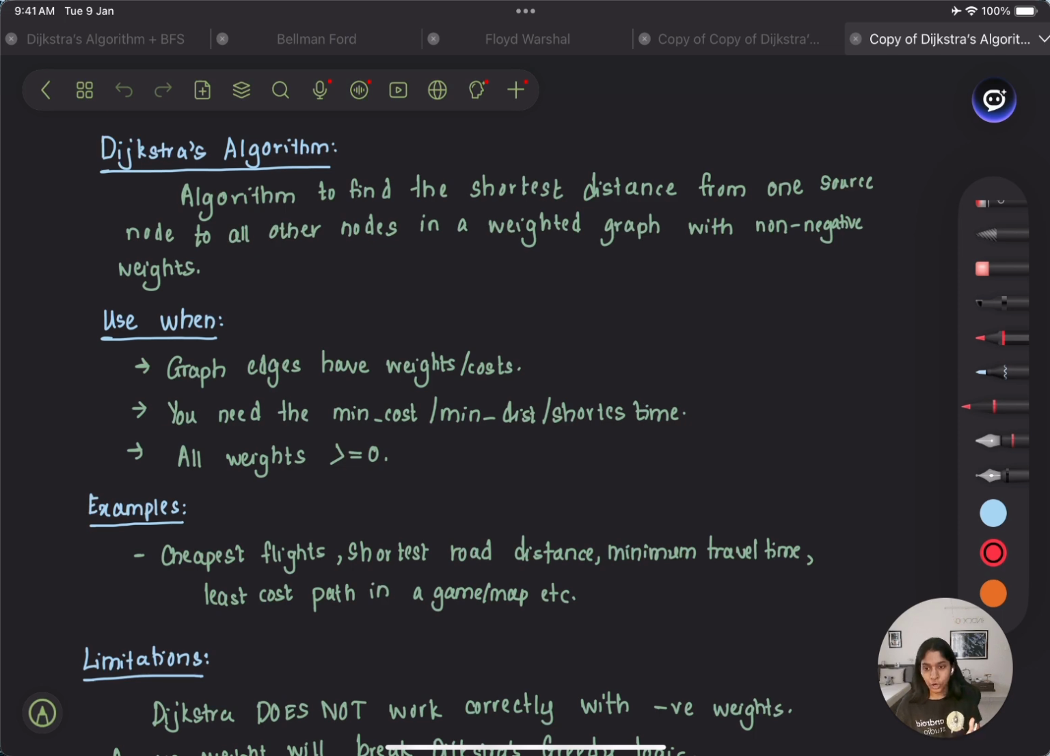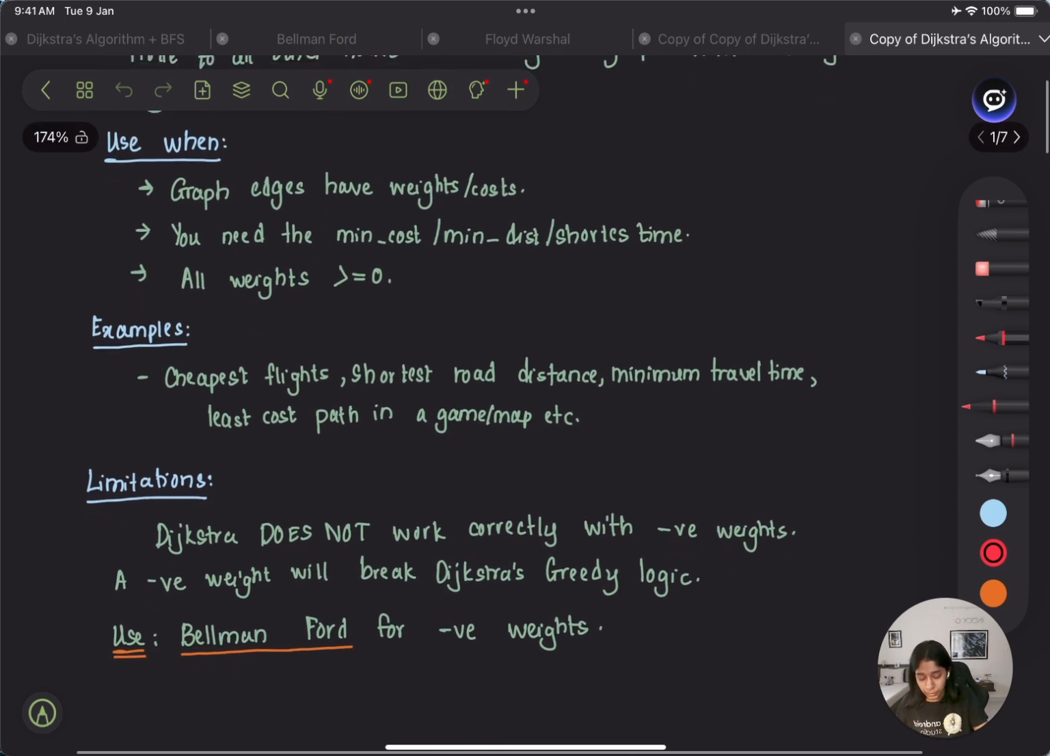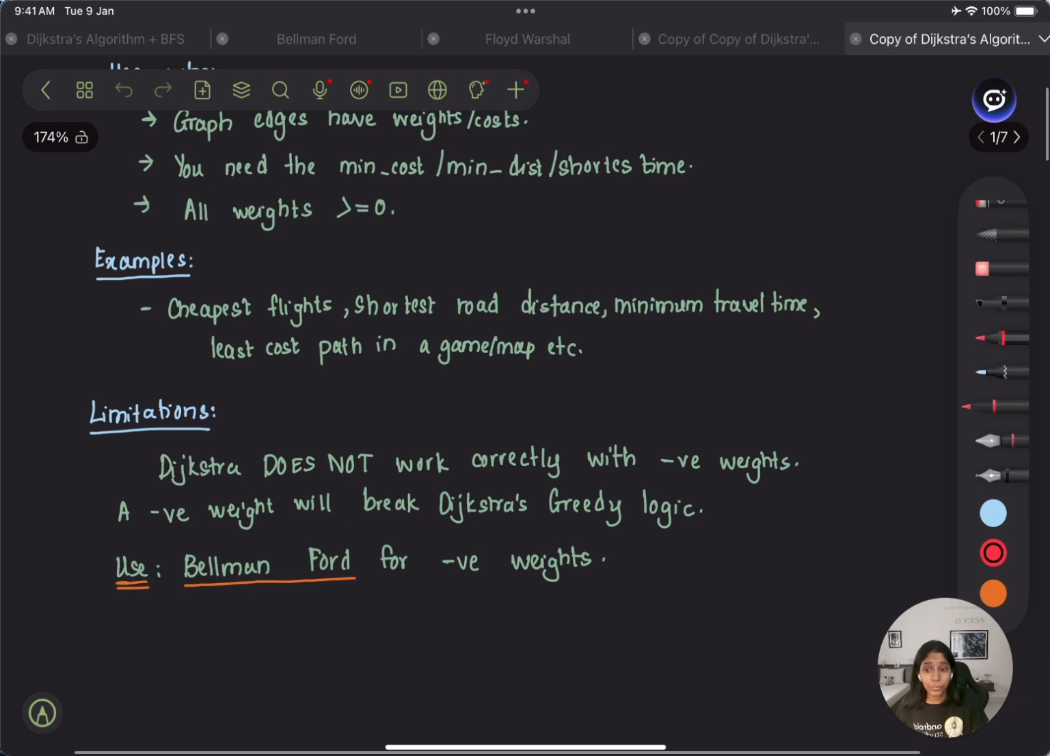The conditions are that the graph has edges which have weights or costs, however the problem has defined it. It's for problems where you're asked to find the minimum cost, the minimum distance, or the shortest time. Very quantitative graph questions where you have to minimize something. And obviously all the weights have to be greater than or equal to zero, so positive weights. Examples could be cheapest flights, shortest road distance, minimum travel time, least cost path in a game, a map.